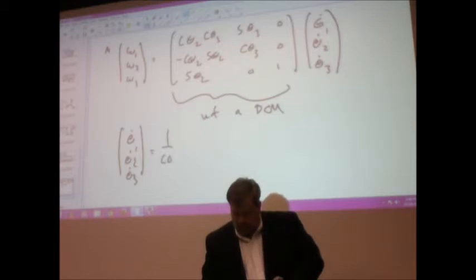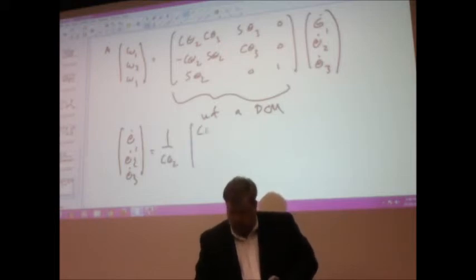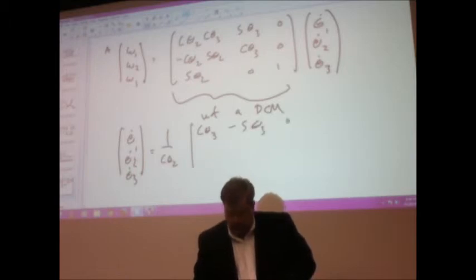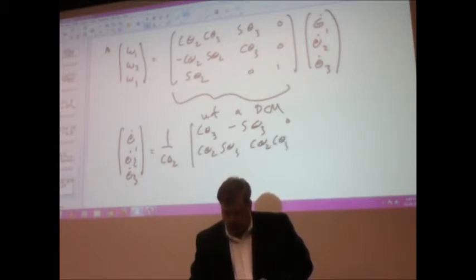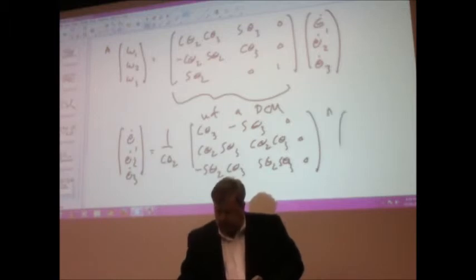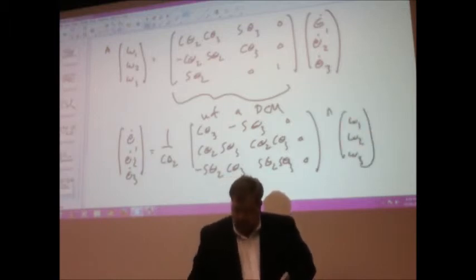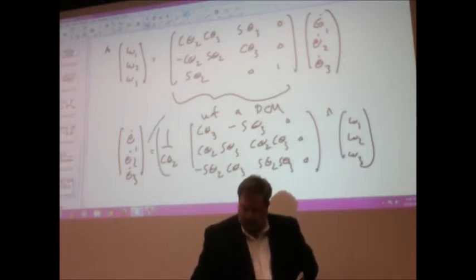1 over cosine theta 2 times cosine theta 3, minus sine theta 3, 0. And cosine theta 2 sine theta 3, cosine theta 2 cosine theta 3, 0. Minus sine theta 2 cosine theta 3, sine theta 2 sine theta 3, 0, times these angular velocity components. All right, this is the problem, right? Thank you, strange interface. There we go.